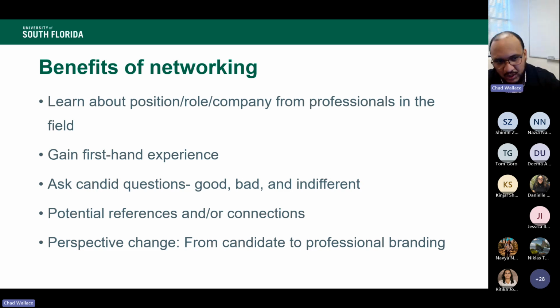So it's really good because through networking, a perspective change can happen where they see you as a professional brand, as a professional that can be really good for their team or really good for their role, as opposed to just a candidate based on a resume, right? So I encourage you to explore that.